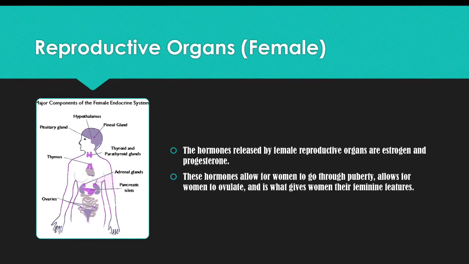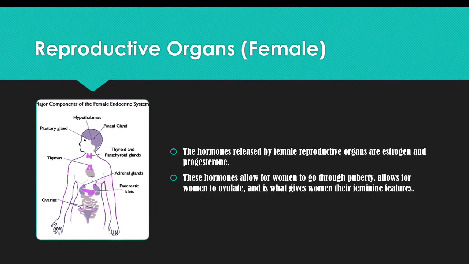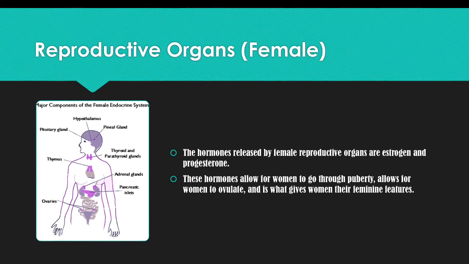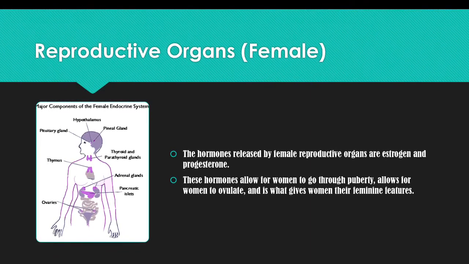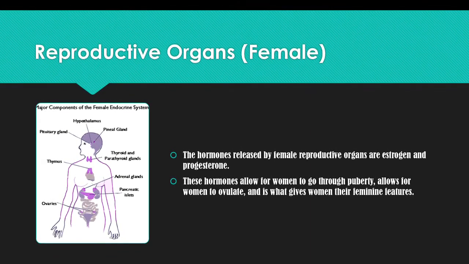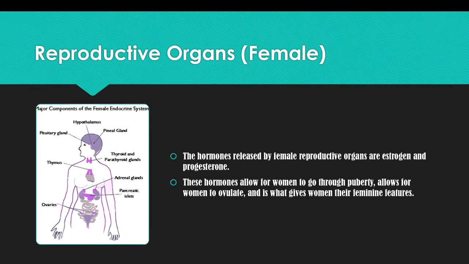Female reproductive organs. Female reproductive organs release estrogen and progesterone. These hormones allow for women to go through puberty, allow for women to ovulate, and is what gives women their feminine features.